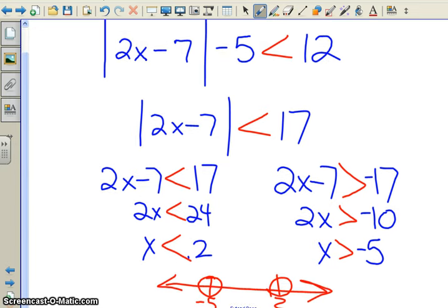And here we are on my number line. I've circled 2, circled negative 5, and now we get to decide which way to shade. If I want x is less than 2, that means I'm going to the left of 2, and if I want x is greater than negative 5, that means I'm going to the right of negative 5. So there's my solution set. Any number in between negative 5 and positive 2 will work in that original inequality.